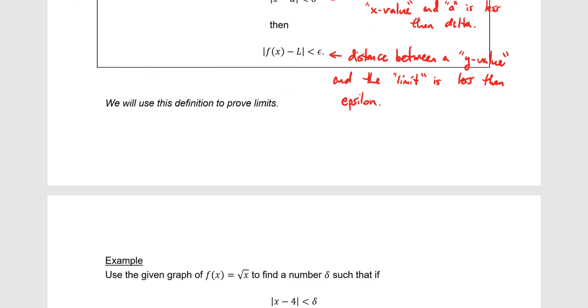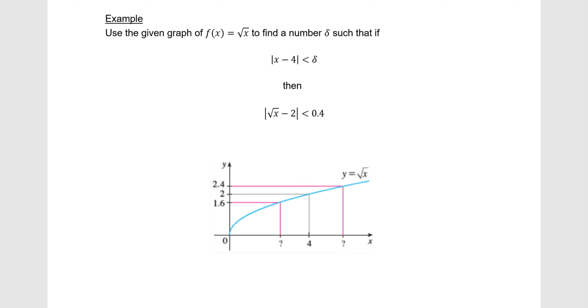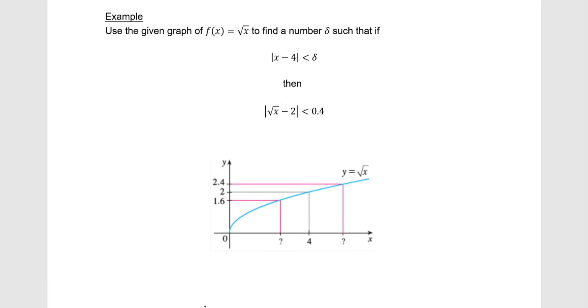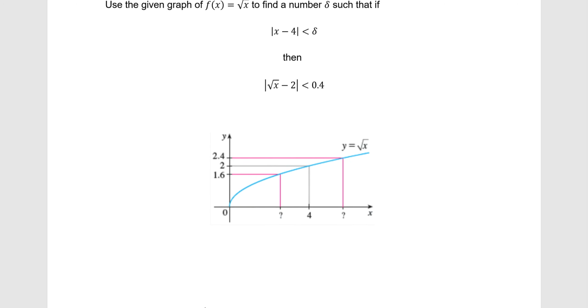Okay, so let's go ahead and actually use this now. For example, let's use the given graph of f of x equals the square root of x to find a number delta such that if the distance between x and 4, so the absolute value of x minus 4, is less than that delta, then the absolute value of the square root of x minus 2 is less than 0.4. So here we have this graph, so we can make some sense of it now.